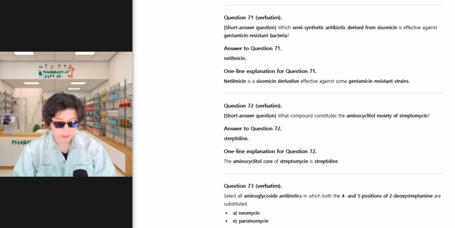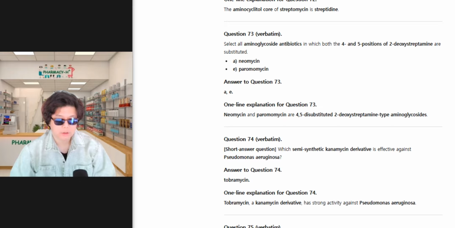Question. What compound constitutes the aminocyclitol moiety of streptomycin? Answer. Streptidine. Explanation. The aminocyclitol core of streptomycin is streptidine.